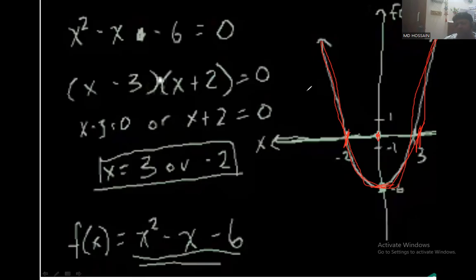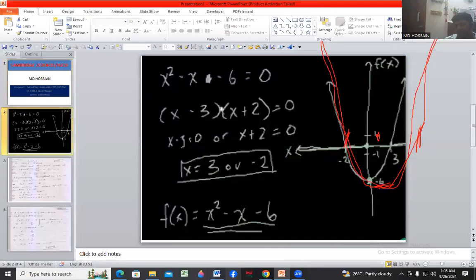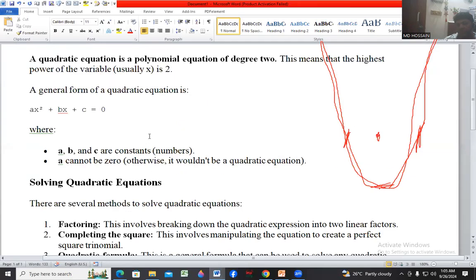So this is the shape of the quadratic equation, where the maximum value of x will be 2, and the equation is ax squared plus bx plus c, these types, as you saw in our previous discussion. You can see this one, ax squared plus bx plus c equal to 0.